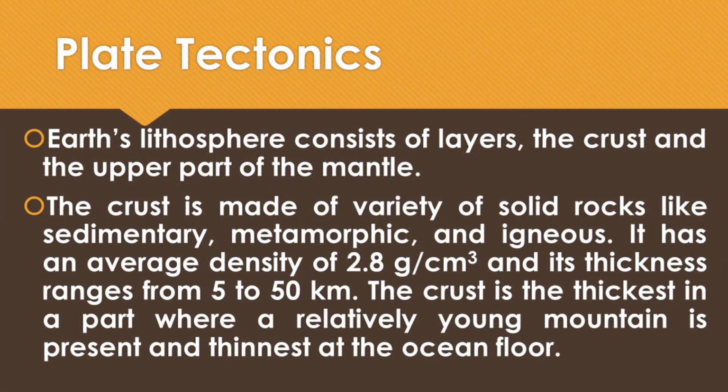Earth's lithosphere consists of layers, the crust and the upper part of the mantle. The crust is made of a variety of solid rocks like sedimentary, metamorphic, and igneous. It has an average density of 2.8 grams per cubic centimeter and its thickness ranges from 5 to 50 kilometers. The crust is thickest where a relatively young mountain is present and thinnest at the ocean floor.